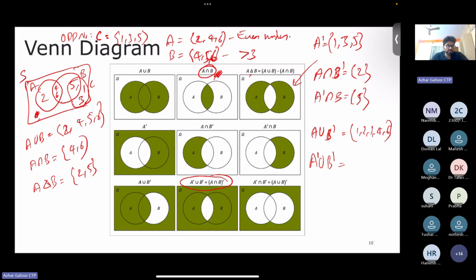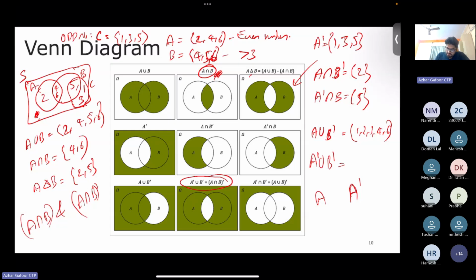By looking at the Venn diagram itself, we can say that these two events are mutually exclusive. That is, A intersection B and A intersection B complement. So these two events are mutually exclusive. We can say one more thing. If we have an event A, then A complement will always be mutually exclusive to that event.